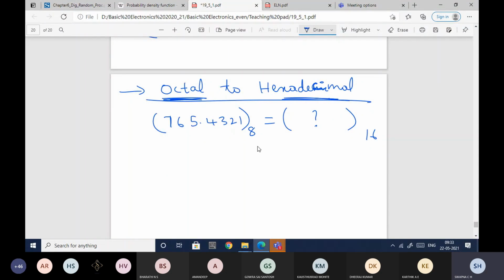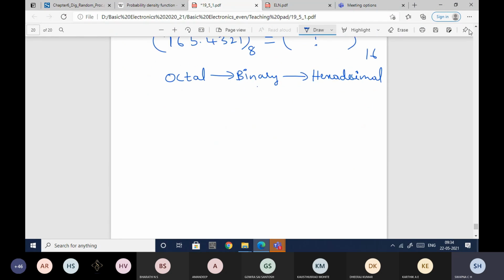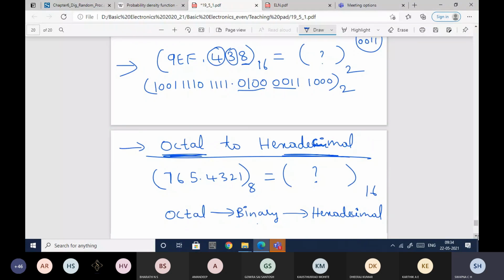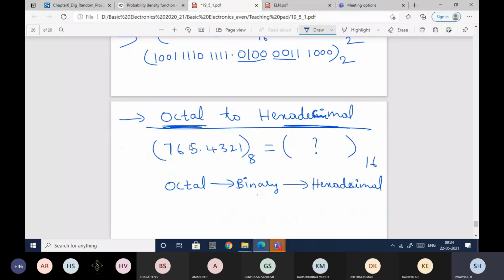So you have an intermediate step. You can make a note of all this. First convert the octal number to binary. Once you get the binary number, you know how to convert it to hexadecimal. So we'll take the same problem, 765.4321. First I have to convert octal to binary, then binary to hexadecimal.